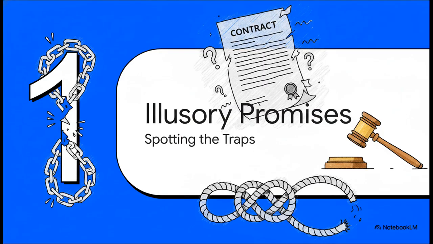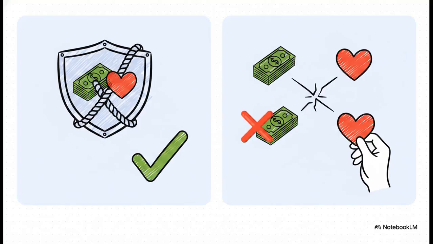Spotting illusory promises. So, learning to spot a promise where the promisor has zero actual obligation is crucial. Why? Because if a promise is illusory, there's no consideration, and no consideration means no legally binding contract. Simple as that. Let's break down the math of contracts. A promise to pay $500 and a promise to love me. That has value. The promise to pay $500 has clear legal value, even if the promise to love me doesn't. You just add them together with that crucial word and the whole package is supported by consideration.